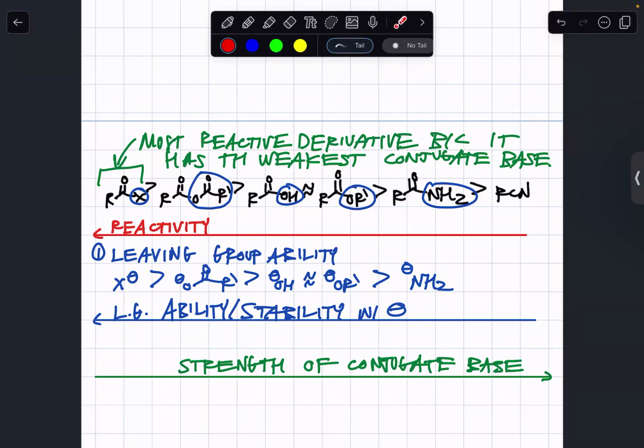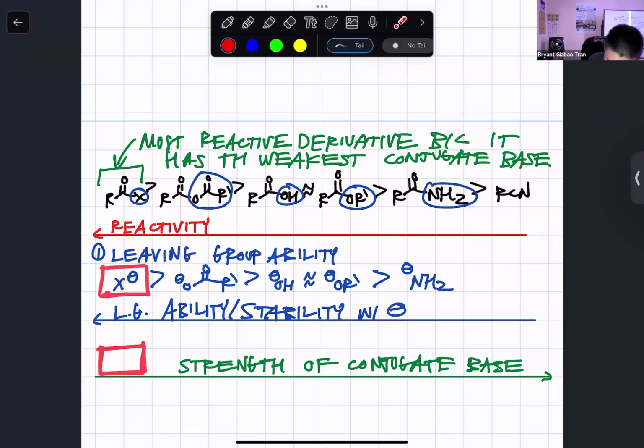Wait, did you say the more stable, the more reactive? No, if the molecule is more stable, it's at peace. It doesn't want to react. It's happy by itself, so it's not going to be reactive. But the less stable something is, the more reactive it's going to be. It's angry, it has more energy, so it wants to react with something. So when it's most stable, it's a weaker conjugate base.